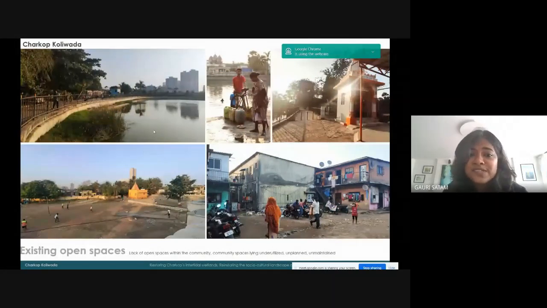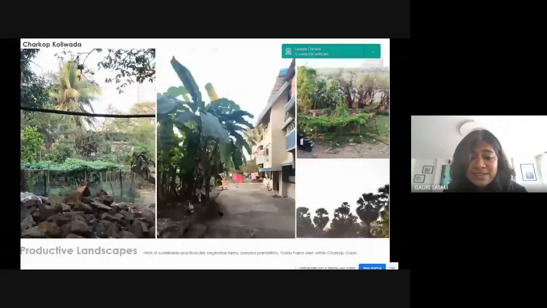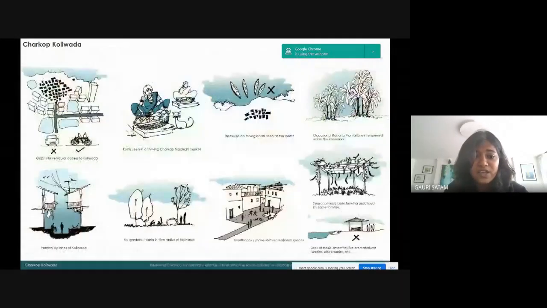The only open space that is maintained is the Dingeshwar Talab, which has a religious value to it, and the water is still potable and used by the people. It also has hints of sustainable practices like vegetable farms, banana plantations, and toddy plantations as some remnants in the landscape today. So these are some of the issues, the overall landscape that has been sketched together in the same layers.